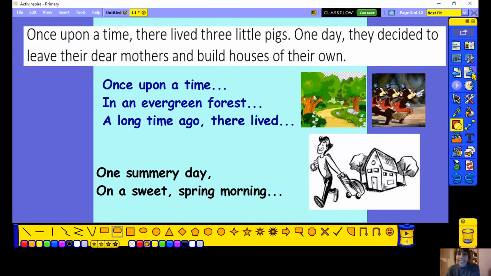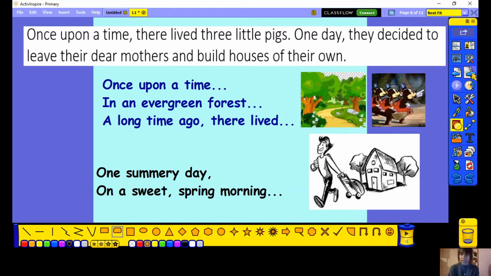So here's where we can come up with some ideas. So in the original story, once upon a time, there lived three little pigs. One day they decided to leave their dear mothers and build houses of their own. So I can change the way I start that sentence. I can keep using once upon a time, because once upon a time is a very fairy tale-like sentence to use. Or I could say something like in evergreen forest, or a long time ago there lived. So I'm really pushing across this idea that this is a traditional tale. So I might say something like, in an evergreen forest there lived three little wolves.